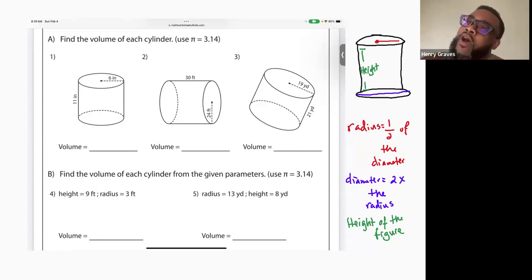So the volume of a cylinder I know is pi r squared h. The reason is, I'm going to write the formula again over here. I know the volume is equal to base times height, right?